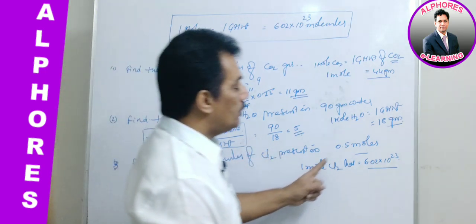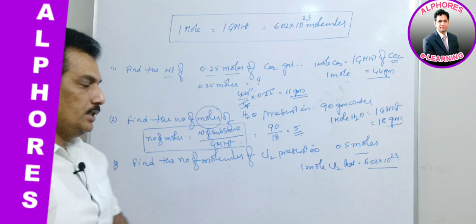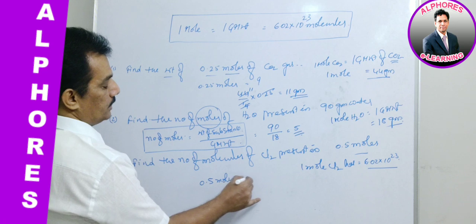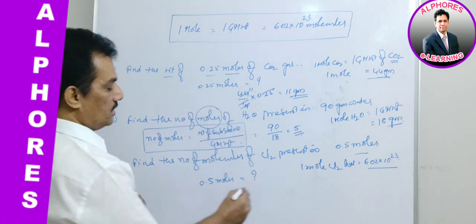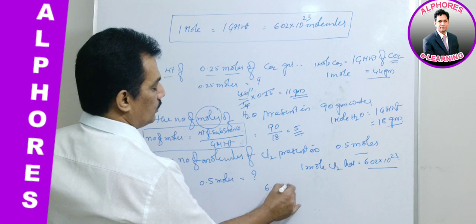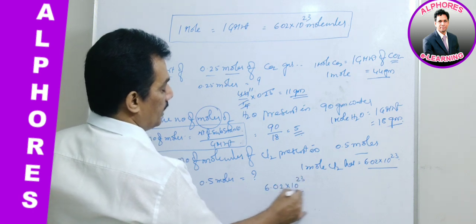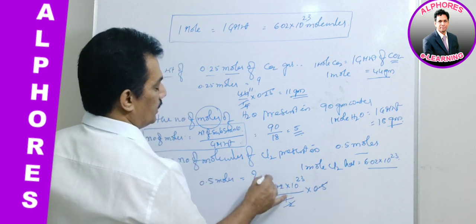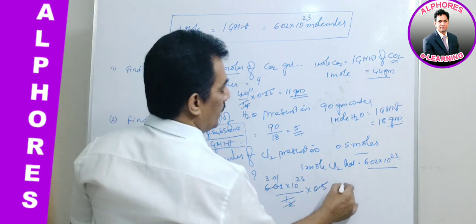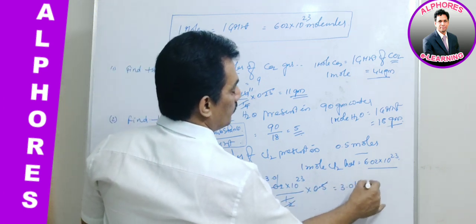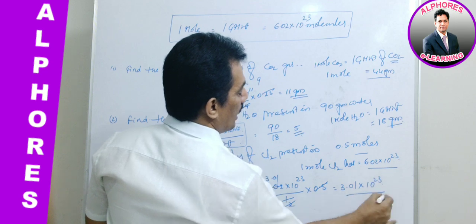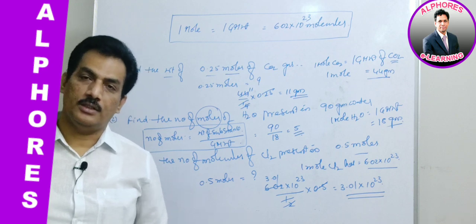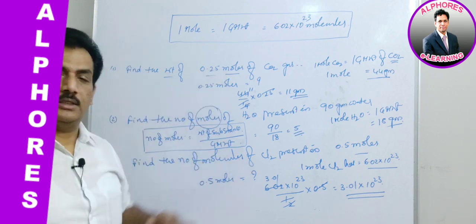So when 1 mole possesses 6.02 into 10 to the power of 23, 0.5 moles possess how many? It is nothing but 6.02 into 10 to the power of 23 by 1 into 0.5, that is 2, and it is 3.01. So the number of chlorine molecules present in 0.5 moles of chlorine is 3.01 into 10 to the power of 23.